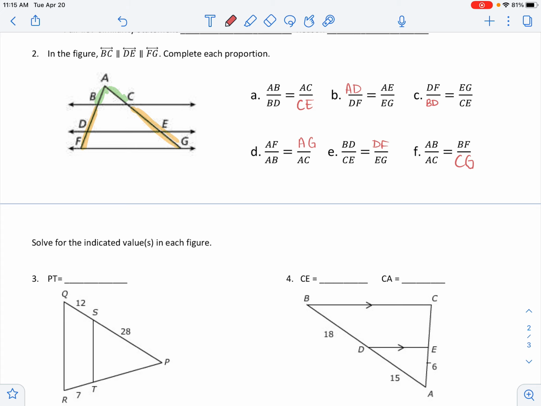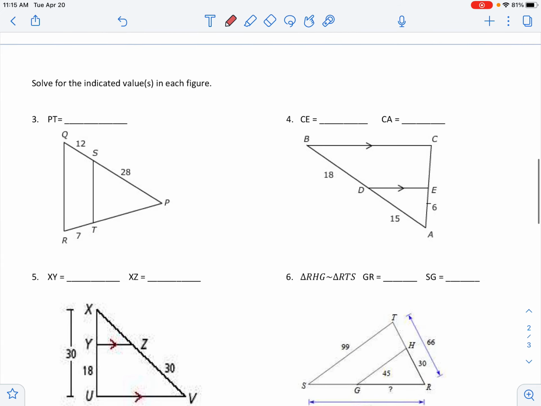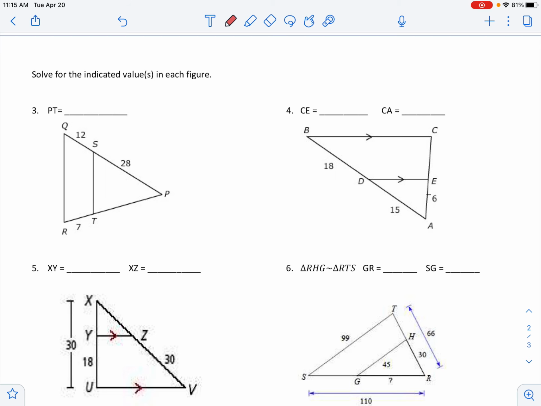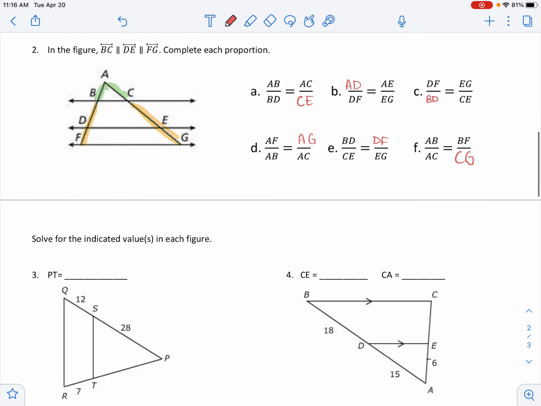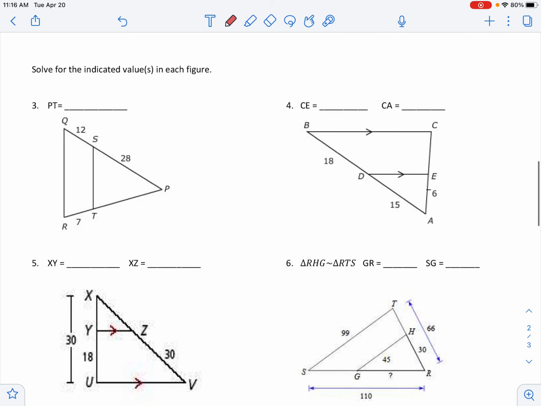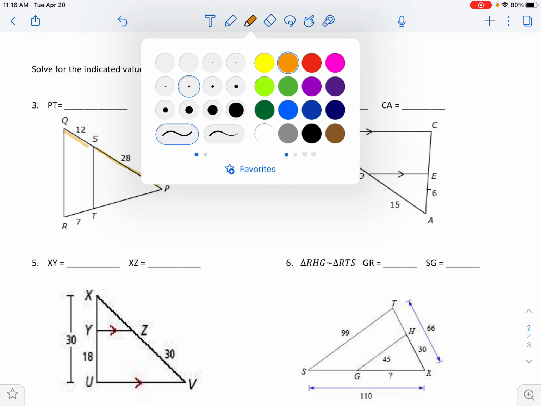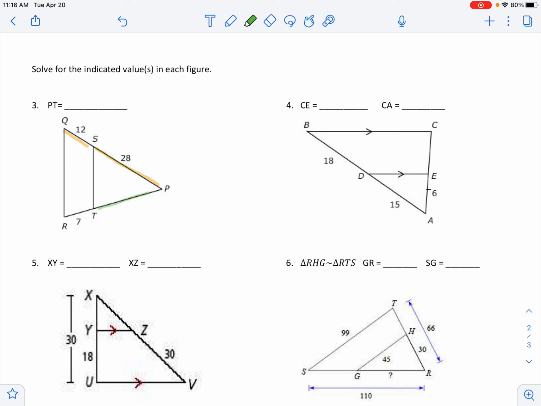All right, on the next part, it says solve for the indicated values. We know, and it's just like these ones before, right? We know that these lines are going to break them up into proportional pieces. So I can set up proportions based on the image. I'm going to set up my proportion of SP over QS equal to what I'm looking for, PT over TR. That's how I'm going to choose to do it.